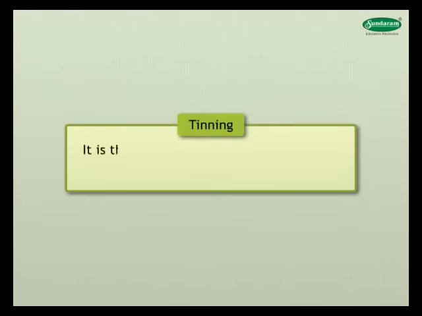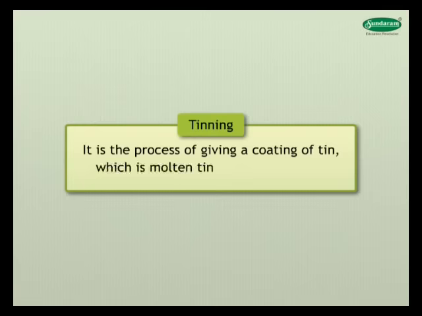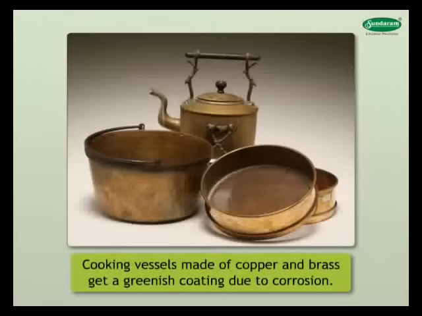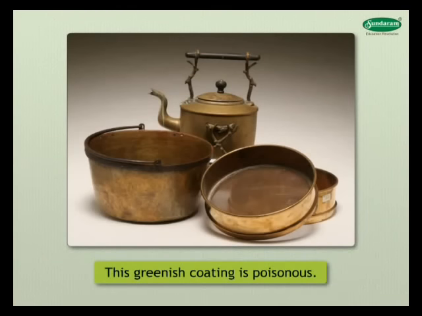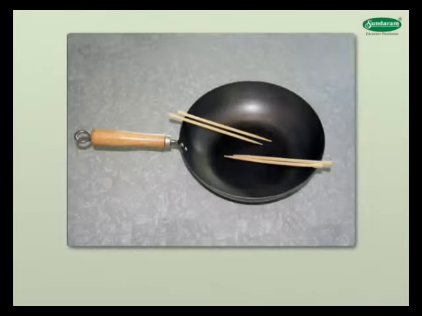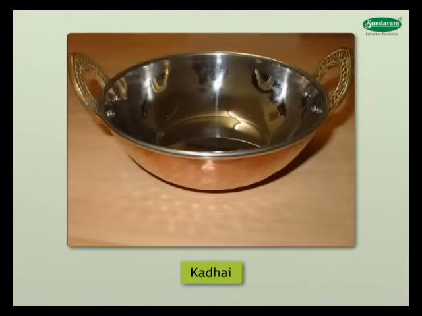Tinning. It is the process of giving a coating of molten tin over another metal. For example, cooking vessels made of copper and brass get a greenish coating due to corrosion. This greenish coating is poisonous. Therefore, they are given a coating of tin to prevent corrosion. Example, kadai.